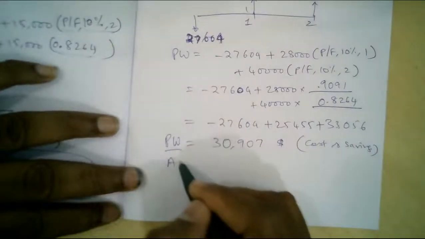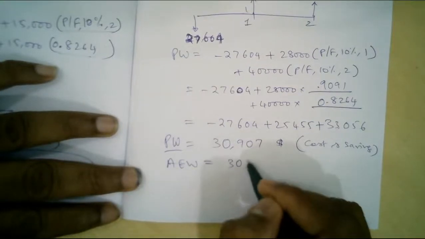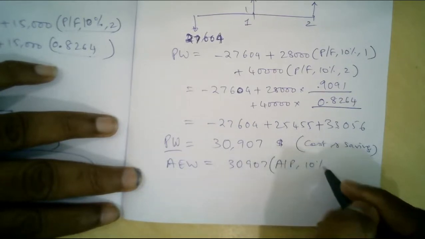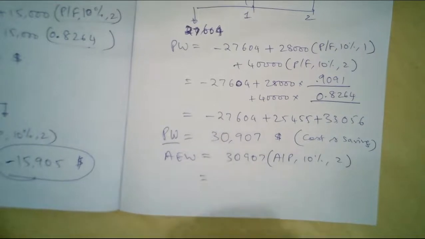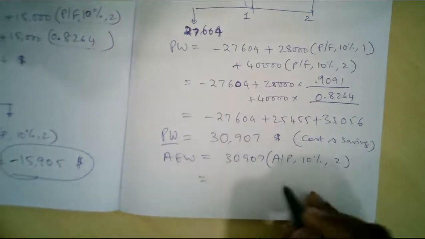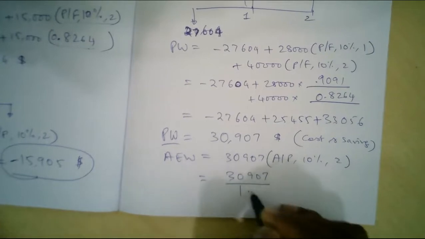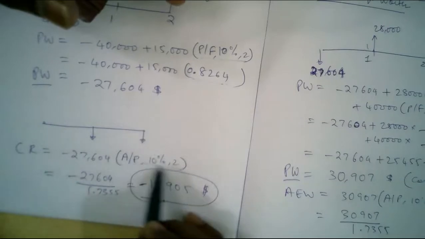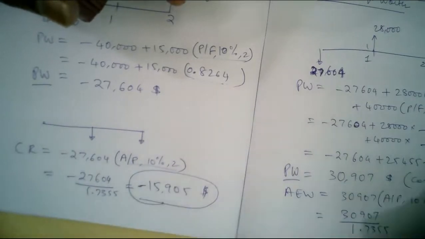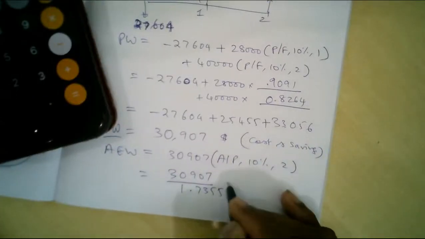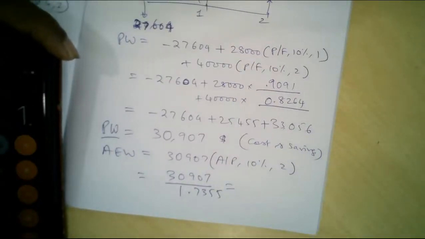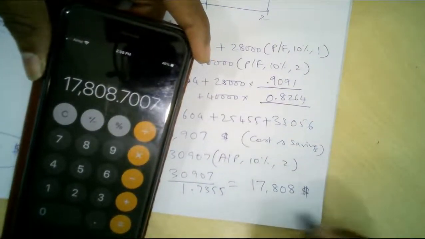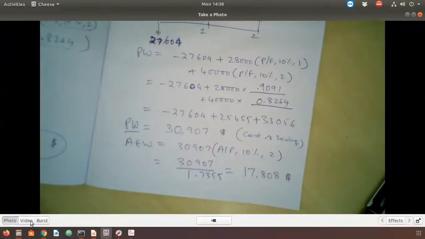Now, what is the annual equivalent worth? It's nothing but 30,907 multiplied by A by P, 10%, 2 years. So that is 30,907 divided by 1.7355. We have been doing the same thing here. You can see A by P, 10%, 2 years is divided by 1.7355. So divided by 1.7355, I'm getting $17,808 as the annual equivalent worth.